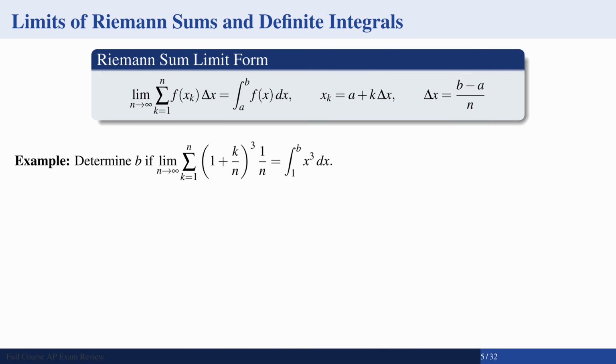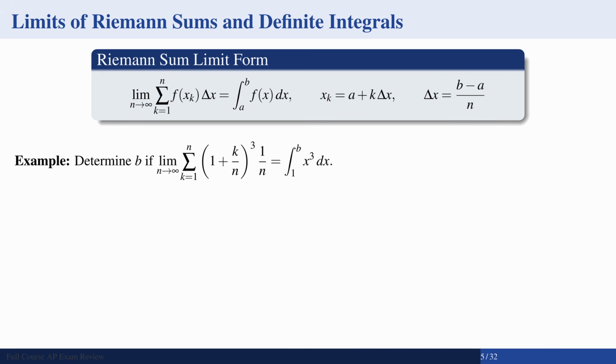We want to determine b, which is the upper bound of the integral, for the limit as n approaches infinity, k goes from 1 to n. That's the classic setup. The quantity 1 plus k over n cubed times 1 over n. And that summation, the limit of the summation, we're told is equal to the integral from 1 to b of x cubed dx.